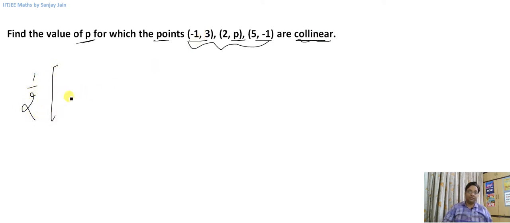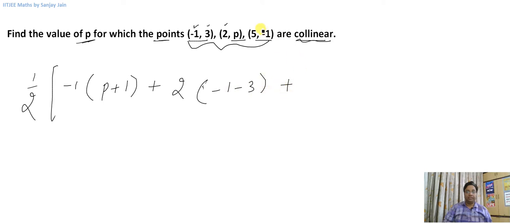Half into x1 (y2 minus y3), that is p minus minus 1, so p plus 1, plus x2 (y3 minus y1), so minus 1 minus 3, plus x3 (y1 minus y2), so 3 minus p. I'll put this equal to 0 because these points are collinear, right?